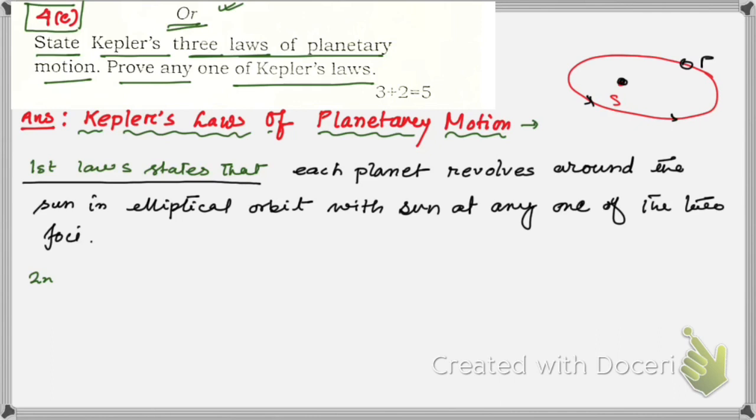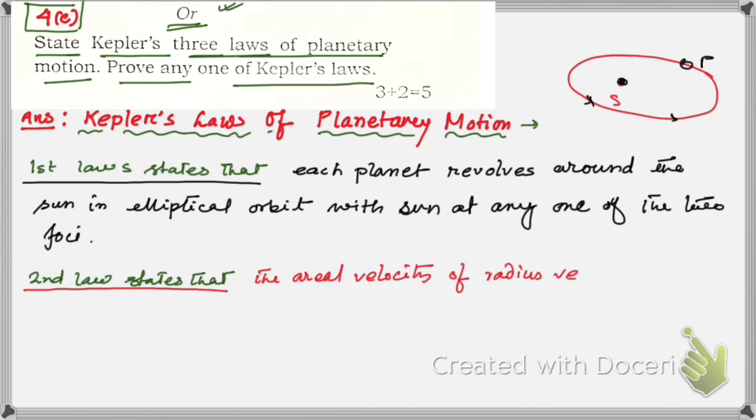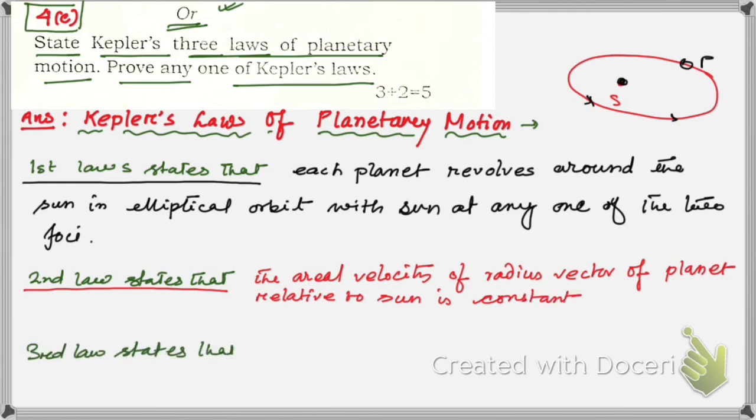Now the second law states that the areal velocity of the radius vector of a planet relative to the sun is constant, right? So now you see, suppose this is the radius vector r. The area swept by this radius vector is suppose dA in time dt, then this dA by dt is constant. This is the statement of the second law.